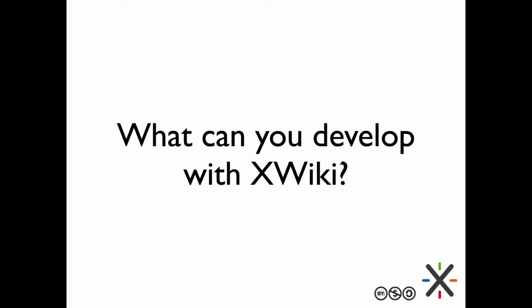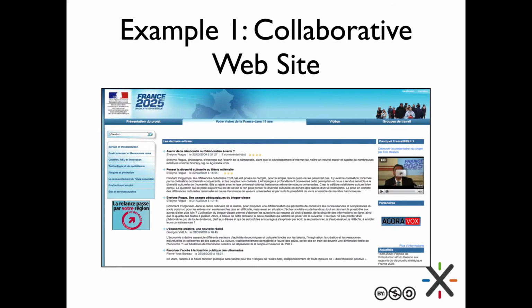So what can you develop with XWiki, knowing this? I'm going to show you some examples of things that were done using those APIs that I mentioned. The first one is a collaborative website. As you see, it doesn't have the look of a wiki. It looks more like a website.